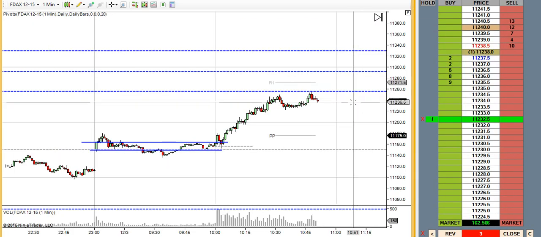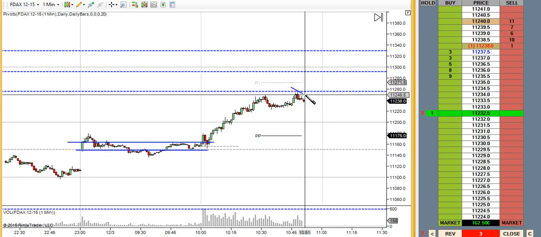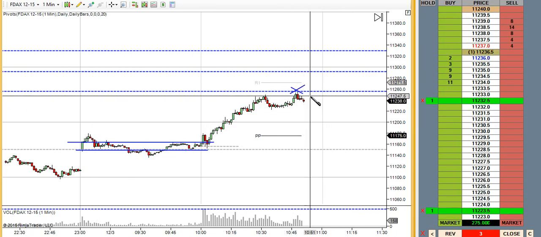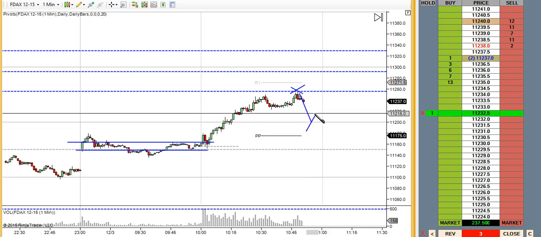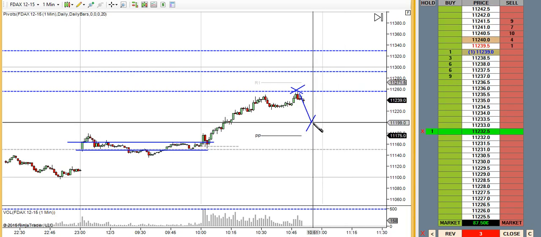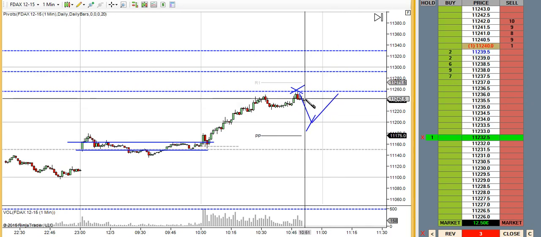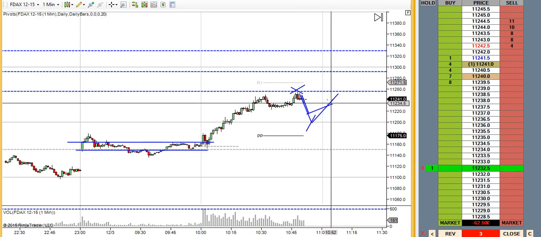Okay, so I closed the long position, opened a short position here against the initial balance low of yesterday. Let's see now if price can pull back to 200, which I will close my short position and then I will try to buy it back there. Otherwise, this will just be a consolidation.